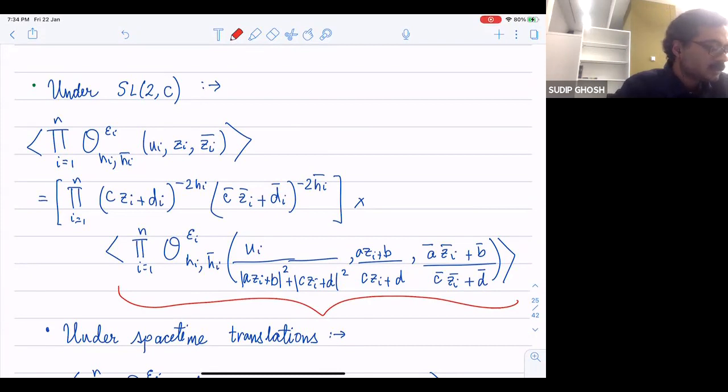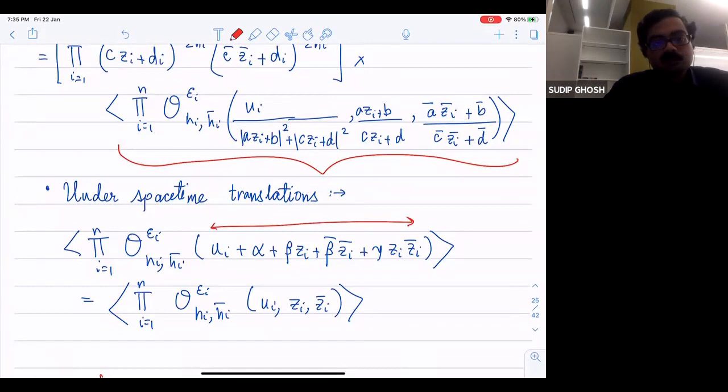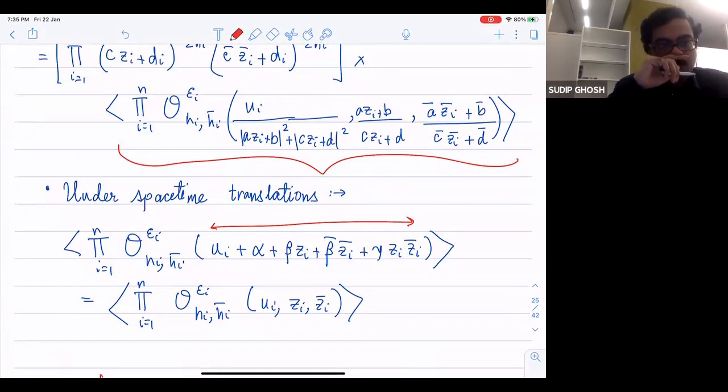The main feature here is that if you do a space-time translation, where the u coordinate shifts in this particular fashion, then it turns out that the modified Mellin amplitudes are actually invariant under a global space-time translation. That is one of the main features of this modified Mellin amplitude: the amplitude is invariant, and the geometric action of space-time translations is completely manifest, which was not the case in our earlier definition.